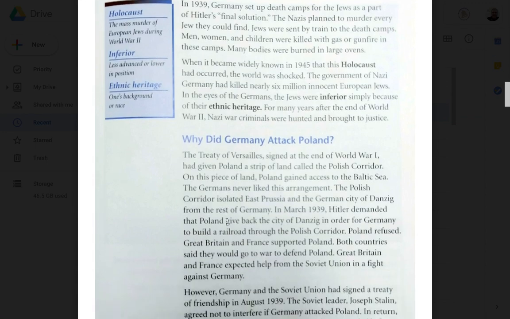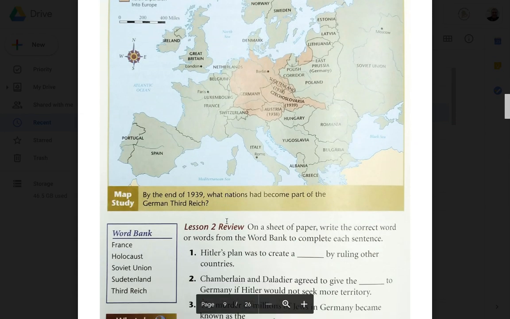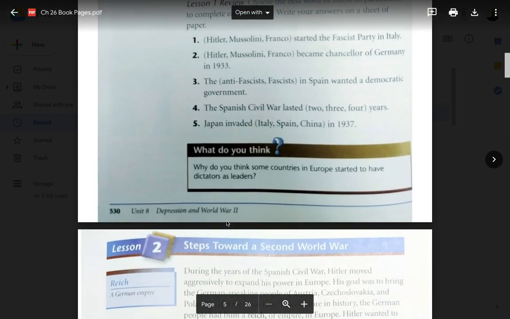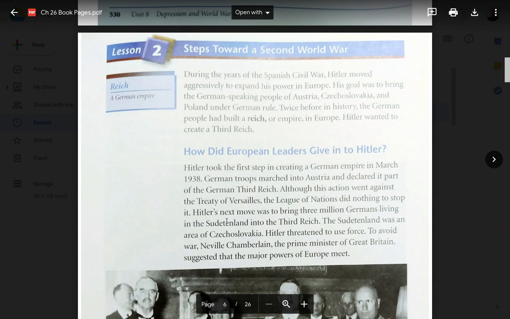Why did Germany attack Poland? And we got some review questions of the map. Here we go. Steps toward a Second World War.